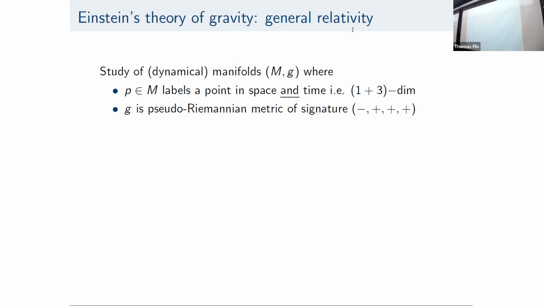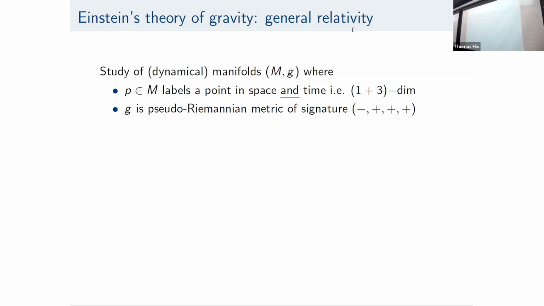But the theory is Einstein's theory of gravity, which is called general relativity. And mathematically, it's the study of manifolds. This is a manifold M, which has one time and three space dimensions. This is why I call it a spacetime, because this manifold is unifying space and time. Points are labeling points in space and time.